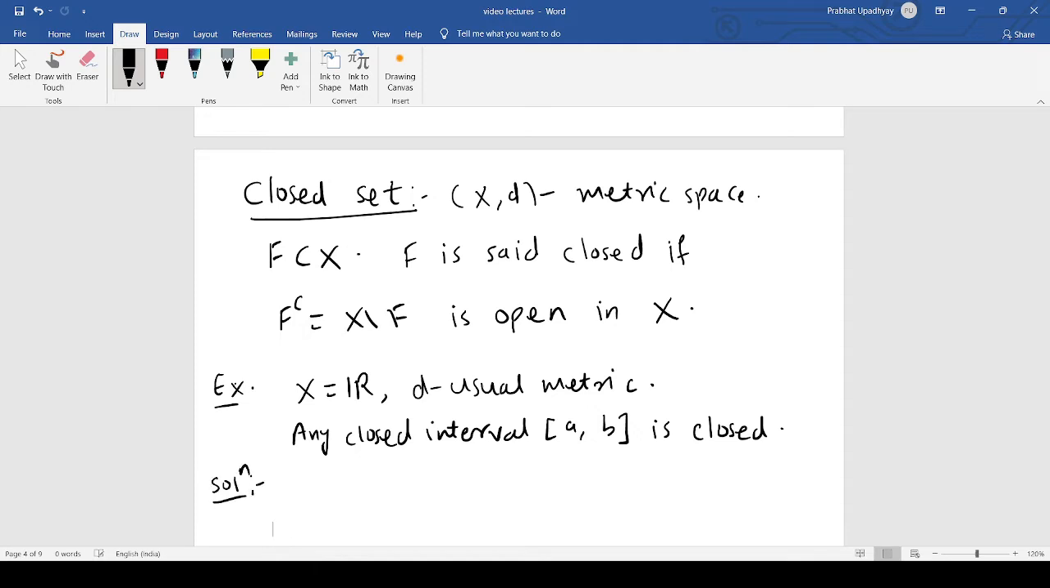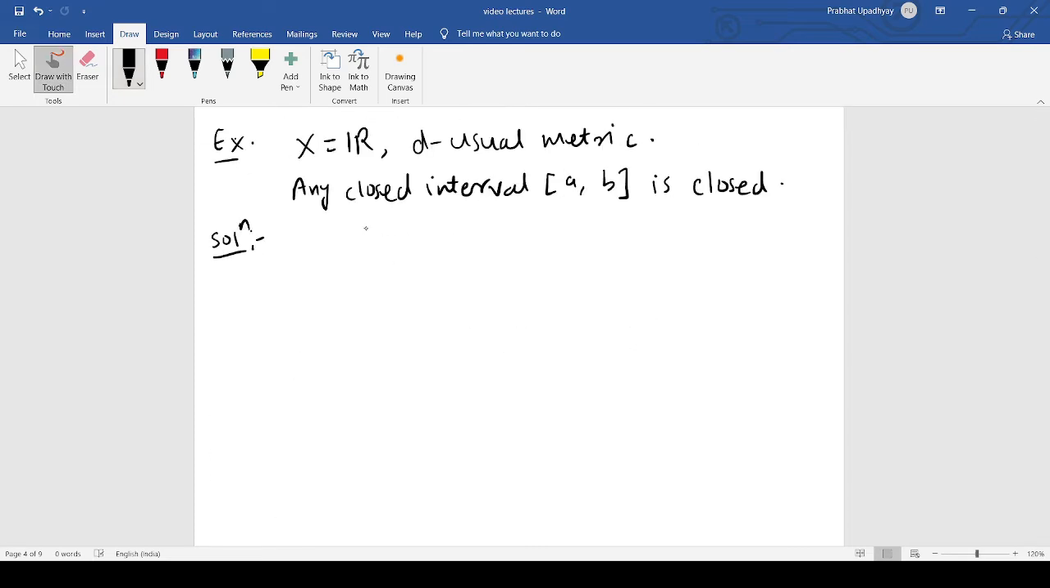So let's try to prove this. Here our set F is the closed interval [a, b]. We want to prove this is a closed set. That means we would like to prove its complement is open. Let's first visualize the real number line. So here is say your a and here is say your b. Now we want to prove F complement is open. So let any point x belong to F complement.